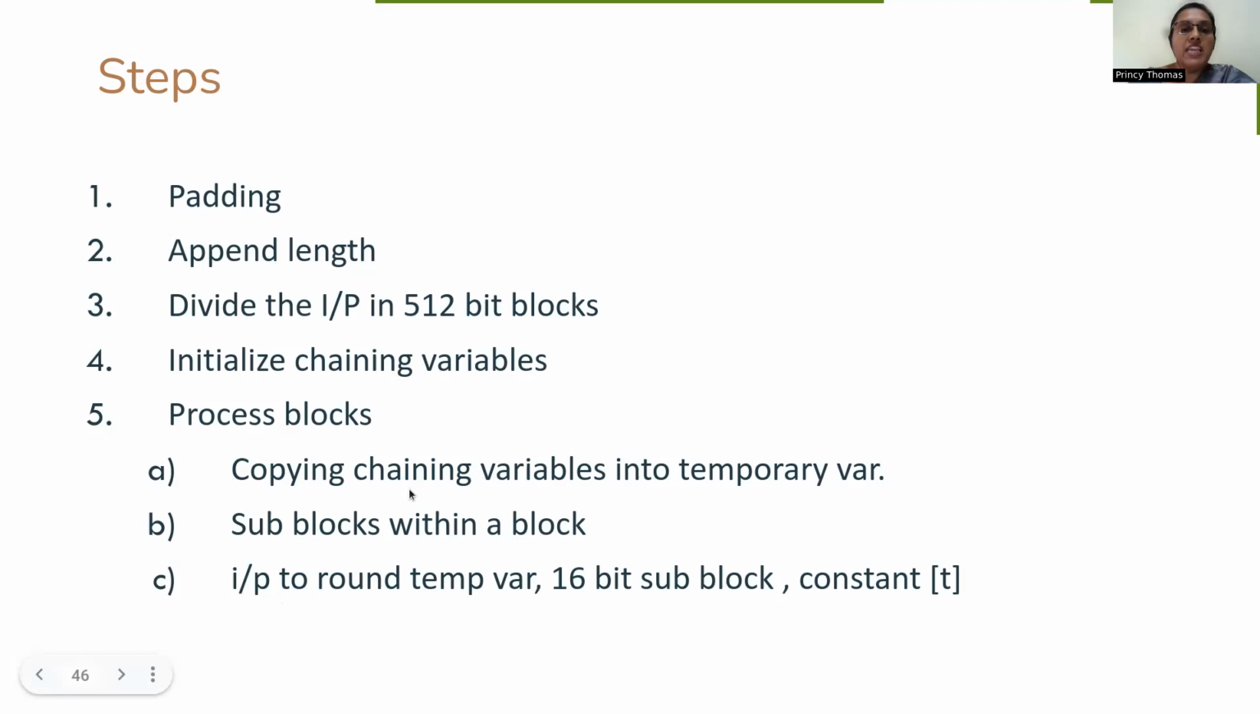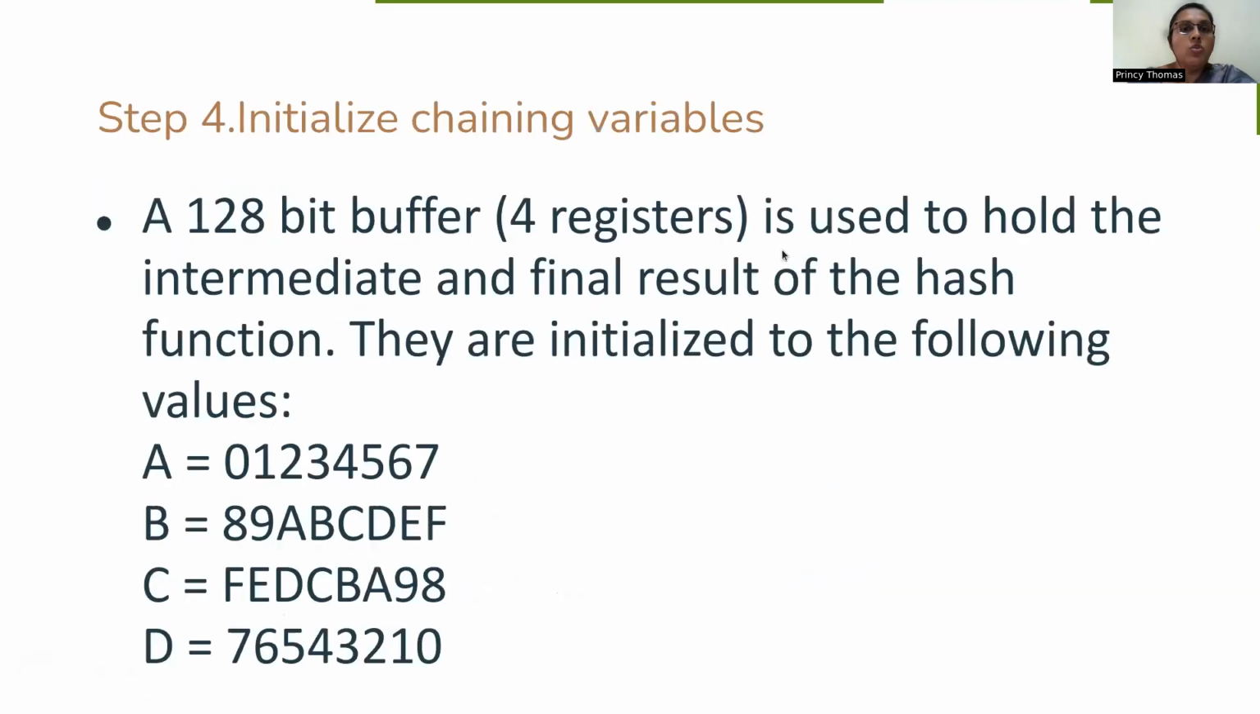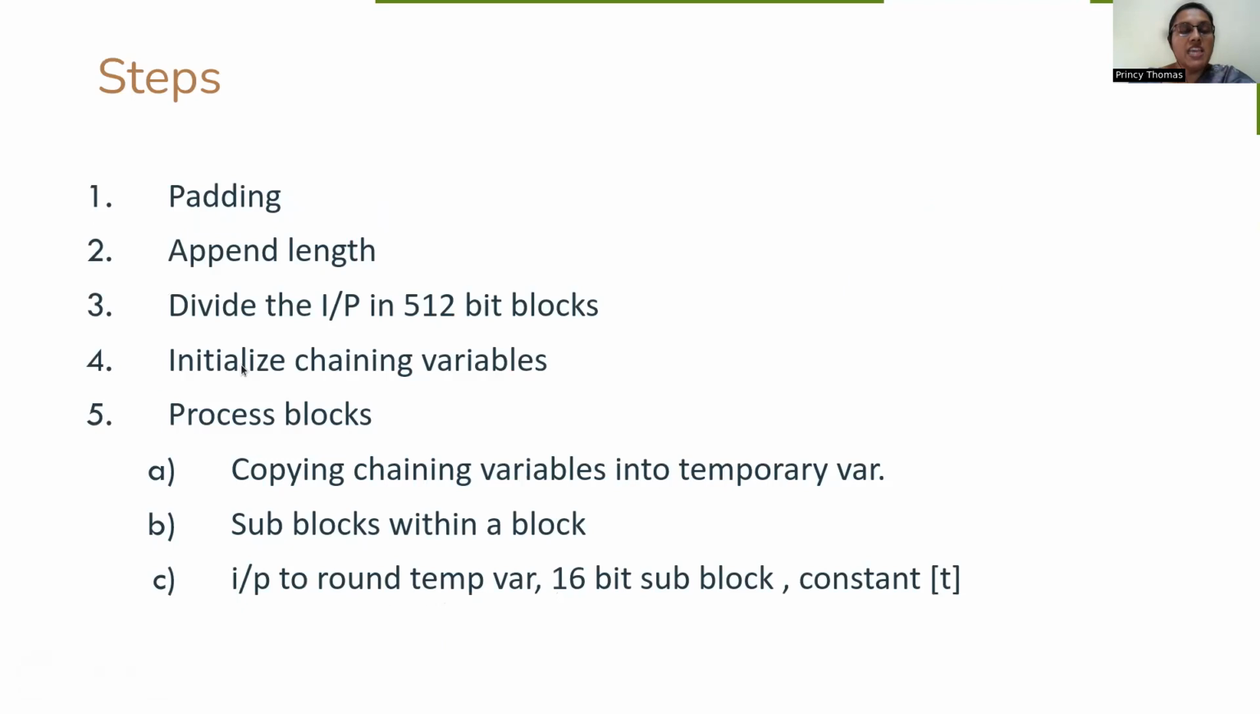First, copy the chaining variables, which have been initialized over here, into temporary variables, and create subblocks within a block. The inputs to the round are the temporary variables, that is, the chaining variables, 16-bit subblocks, and a constant T. Okay, we're going to look at this. Now, in this step, we initialize the chaining variables and copy them to the temporary variables and things like that. So what are the initial values for the chaining variable?